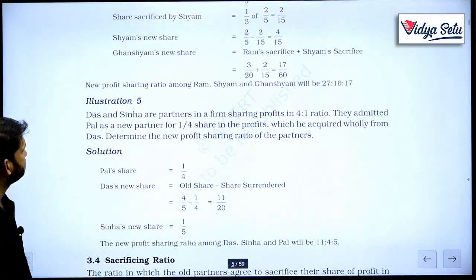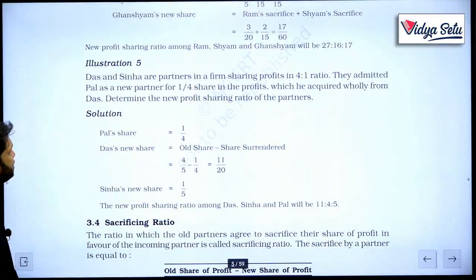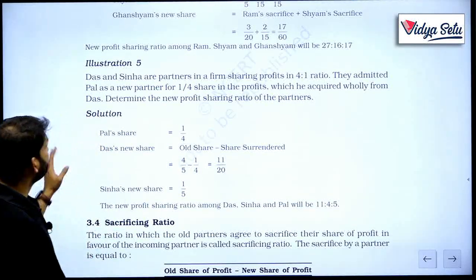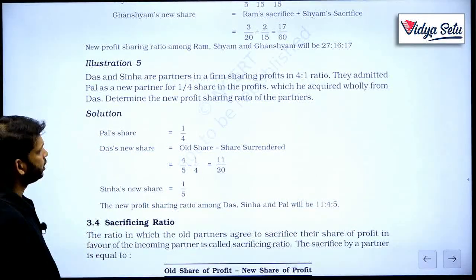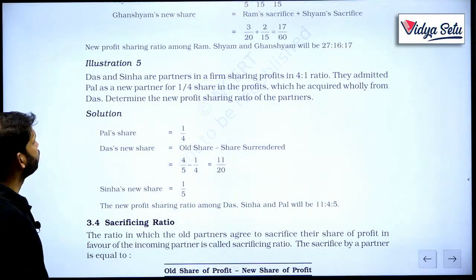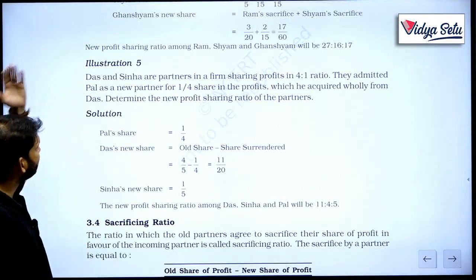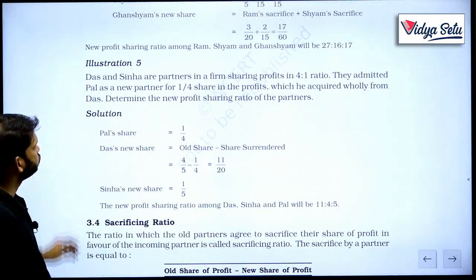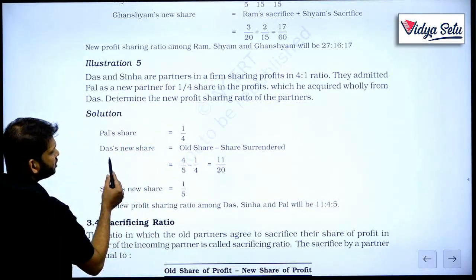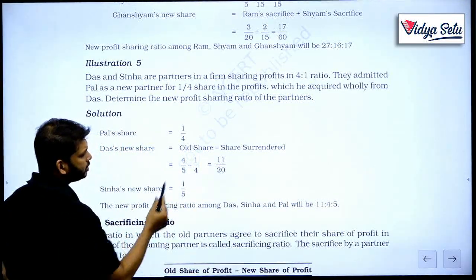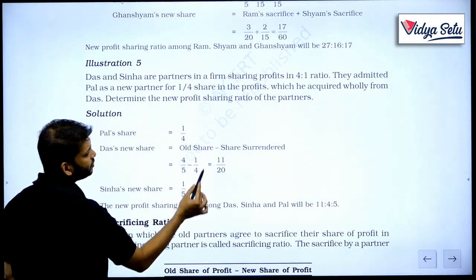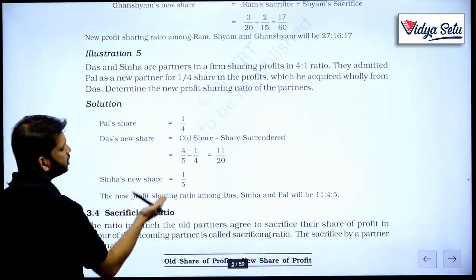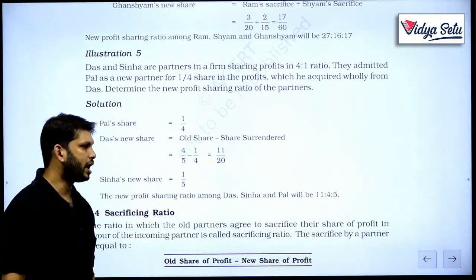And the last illustration is: Das and Sinha are partners in a firm sharing profits in the ratio 4 is to 1. They admitted Pal as a new partner for 1/4 share in profits, which he acquired wholly from Das. So Sinha is not sacrificing at all. He got this entire 1/4 share from Das only. So Pal's share is 1/4, and Das's new share is his old share minus whatever he surrendered. His old share was 4 upon 5, and he is giving the entire 1 upon 4. So his remaining is 1 upon 20. Sinha's share is unchanged because he is not sacrificing at all.